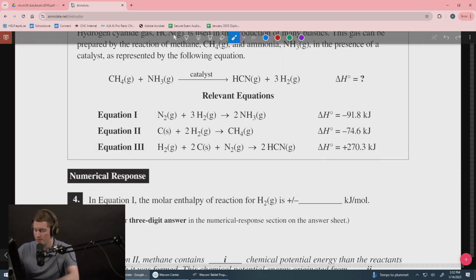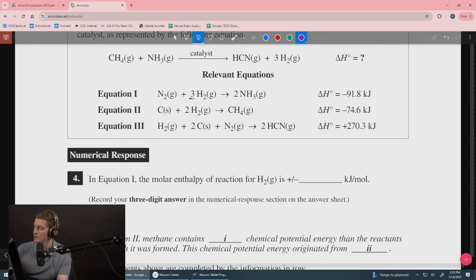In equation number 1, the molar enthalpy of reaction for hydrogen gas is plus or minus however many kilojoules per mole. If you look at equation number 1, we have our enthalpy of the reaction is negative 91.8 kilojoules, and we also see that we have 3 moles of hydrogen. And that's actually all we need to know for this question, is we take our delta H and we divide by our moles of hydrogen, and that will tell us our molar enthalpy of reaction.